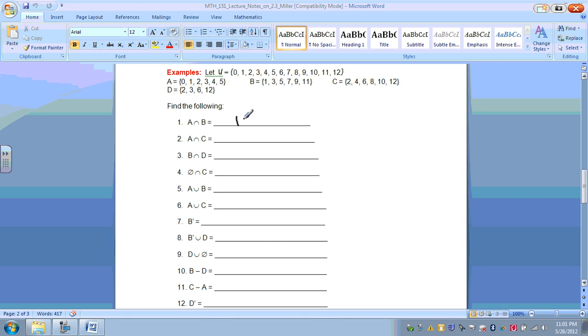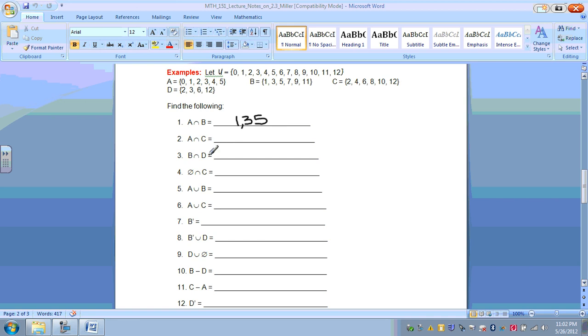They do not have the number 2 in common. They have the number 3 in common. They do not have a 4 in common, and they have a 5 in common. So the intersection of A and B would be the numbers 1, 3, and 5.